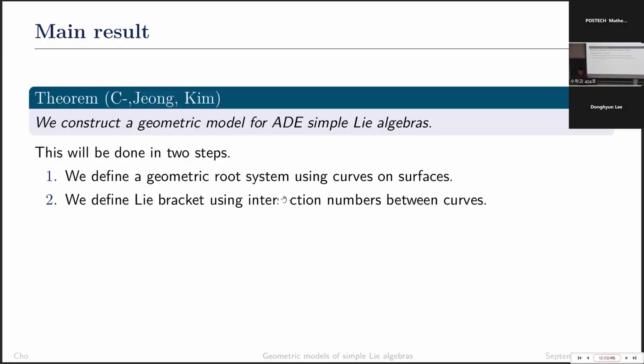What do you mean by geometric model? Suppose you don't know the definition of simple Lie algebras. Starting from geometry, you can define simple Lie algebras. You give a geometric criterion, and that defines some special curves. There will be a generator of the vector space, and the bracket is defined by using certain intersection numbers.